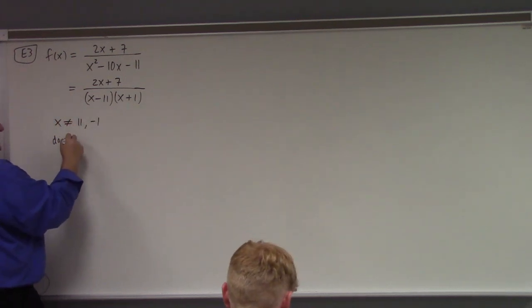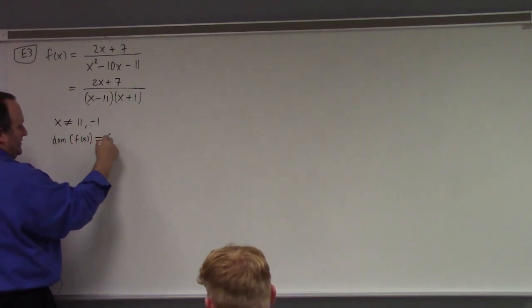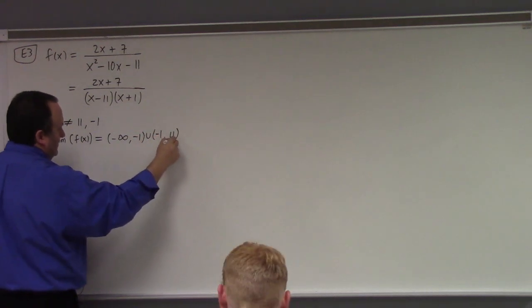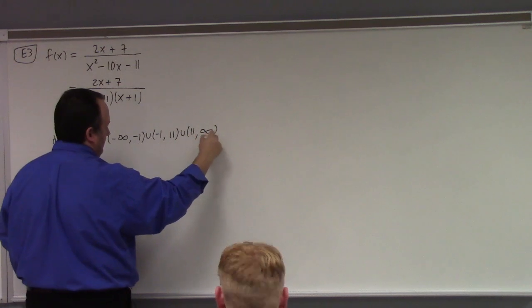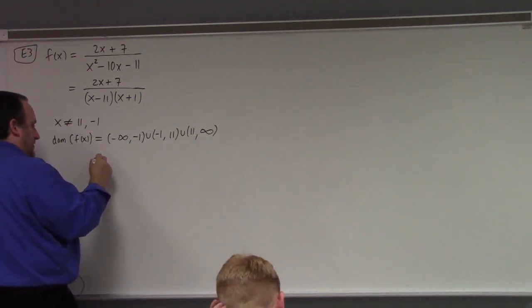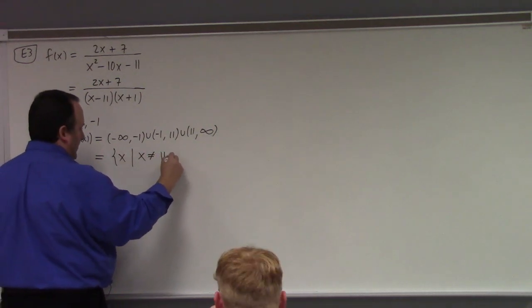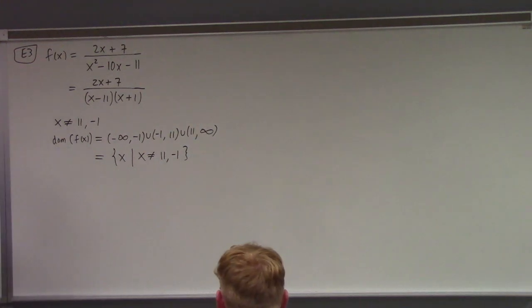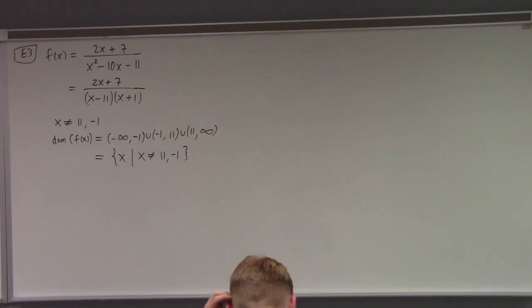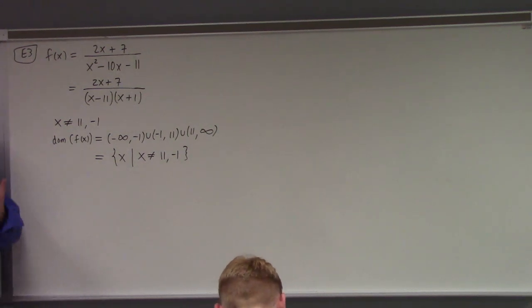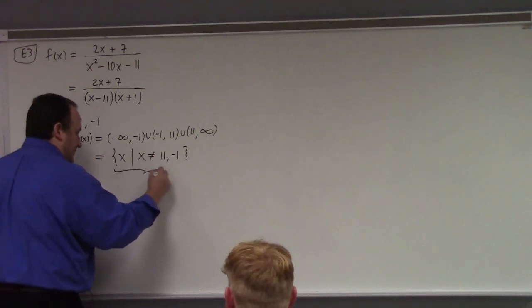So in interval notation, the domain is minus infinity to minus 1, union minus 1 to 11, union 11 to infinity. If you don't like interval notation like that, you could also write it like this: x such that x is not equal to 11 or minus 1. So the top thing I wrote is so-called interval notation. The last answer I gave is so-called roster notation. Sometimes I might say, leave your answer either in interval notation or roster notation. So this, if you're wondering, is roster notation.